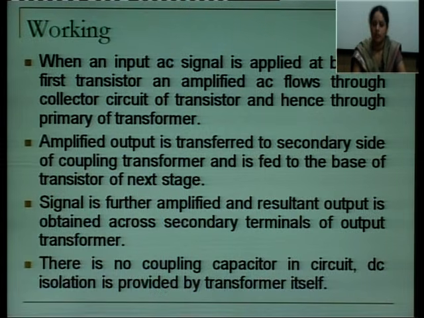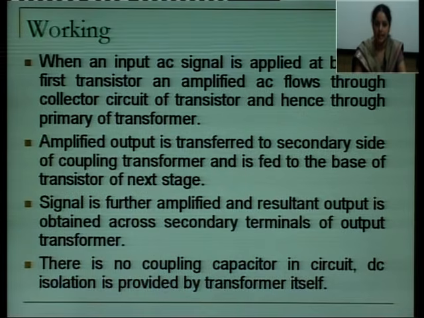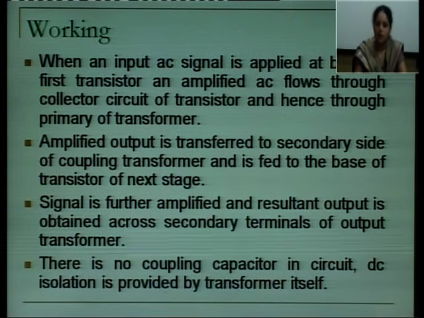Now coming to the working of your transformer coupled amplifier. When an input AC signal is applied at the base of the first transistor, an amplified AC flows through the collector circuit of the transistor and hence through the primary of the transformer. Amplified output is transferred to the secondary side of the coupling transformer and is fed to the base of the transistor of the next stage. Through the transformer action, your signal passes from primary to secondary. After it arrives at your secondary side, this signal is provided to the base of the transistor of the next stage, or you can say the second transistor T2.